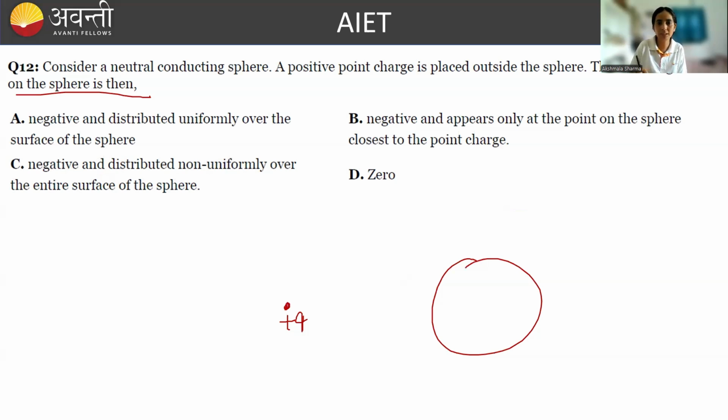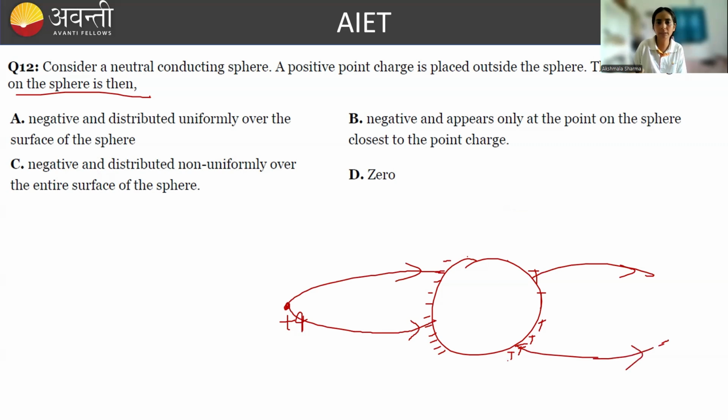Because of this positive charge, since this is a neutral conductor, it will have some free charges within it. This positive charge will attract the free negative charge, and the opposite surface will gain positive charge. So if you have to make the electric field direction, it will look something like this. Done it? Such that they won't meet. If it seems like they will meet, they will never meet.